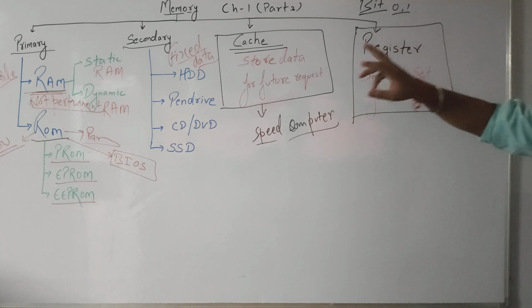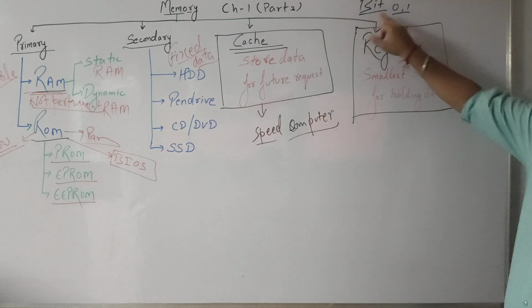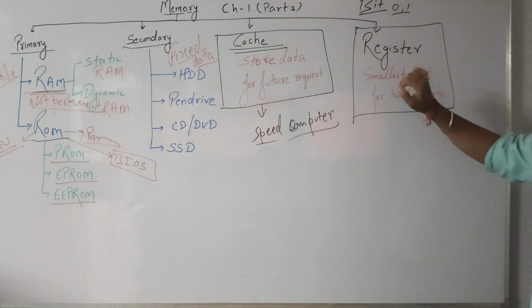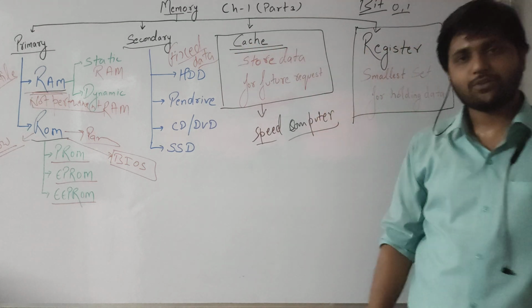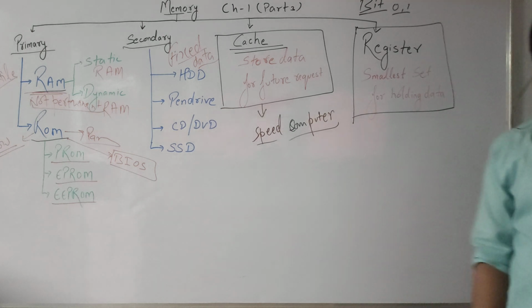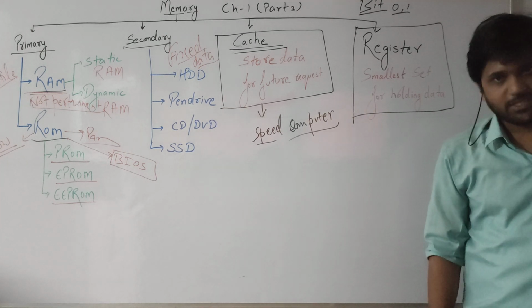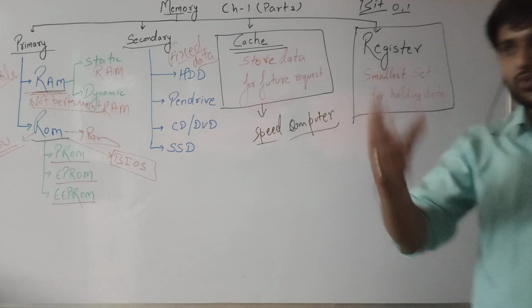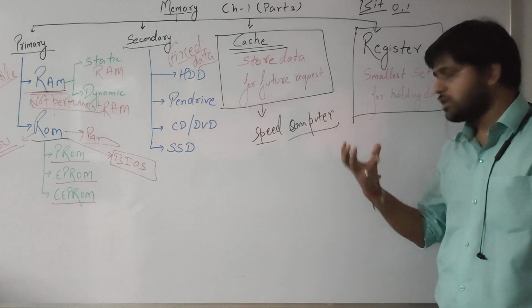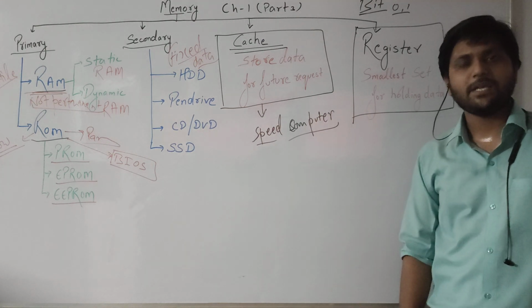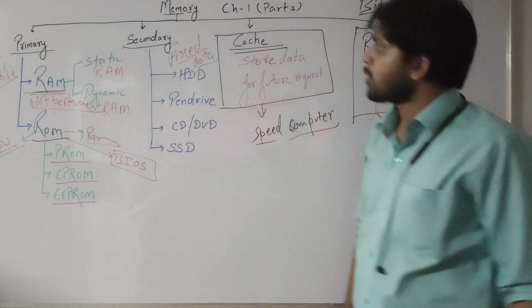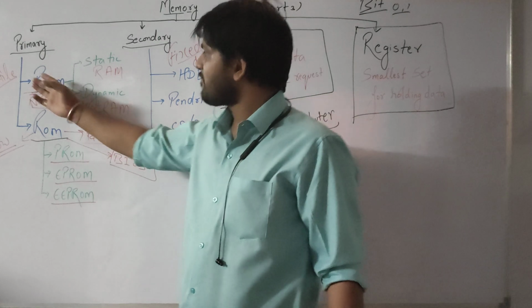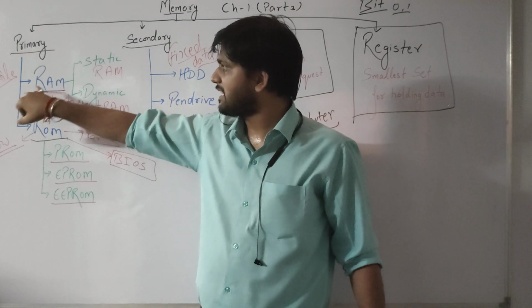So the smallest unit of memory is the bit, denoted as 0 and 1. There are four types of memories: primary, secondary, cache, and registers. Registers are the smallest set used to store the smallest data, basically found in motherboards or on processors. Cache memory is used to store the data for future processes and to speed up or boost your application or your computer's working. Primary and secondary memories are the important memories. Primary memory has two types, that is RAM and ROM.